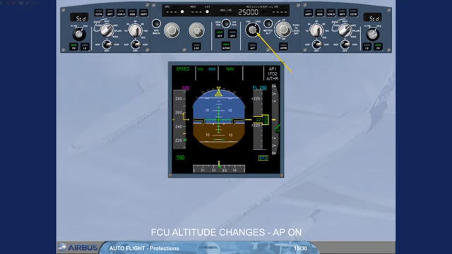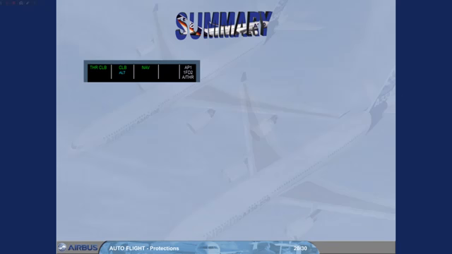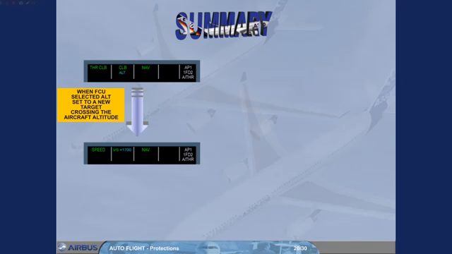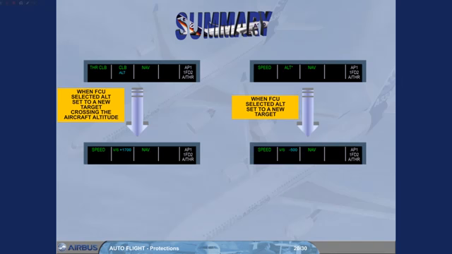It is now up to the pilot to decide how to regain altitude target, by pulling the altitude selector to engage open climb, or by dialing the desired vertical speed target, i.e. up to plus 1500 feet. These are the essential mode reversions linked to FCU target changes which you may have to make in case of ATC late clearances. They ensure no discontinuity in aircraft behavior and leave you full authority to satisfy these clearances.